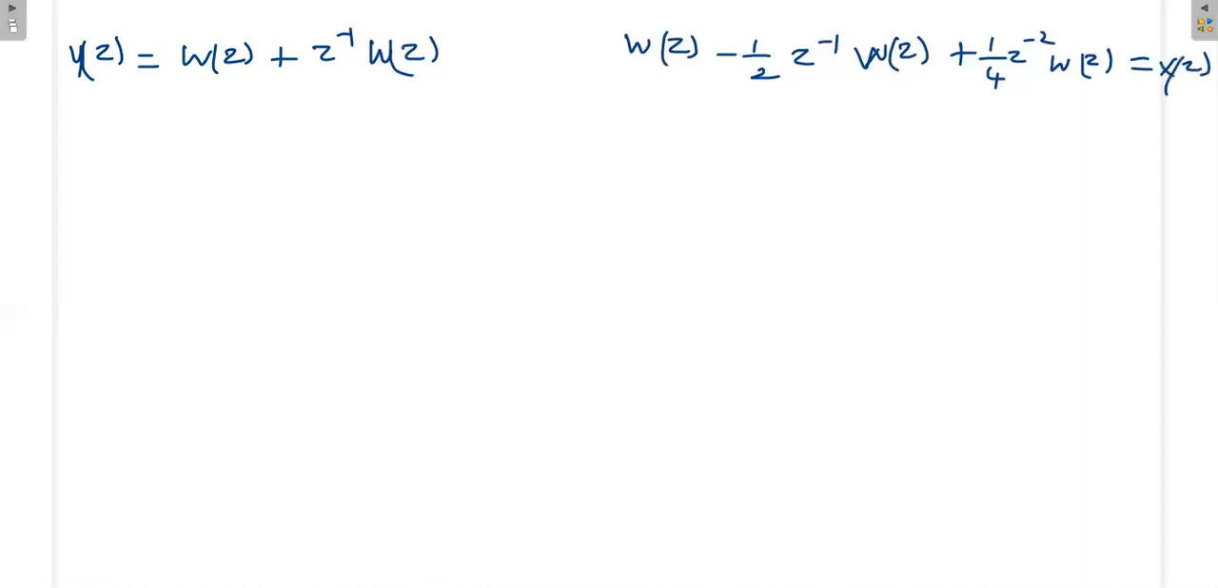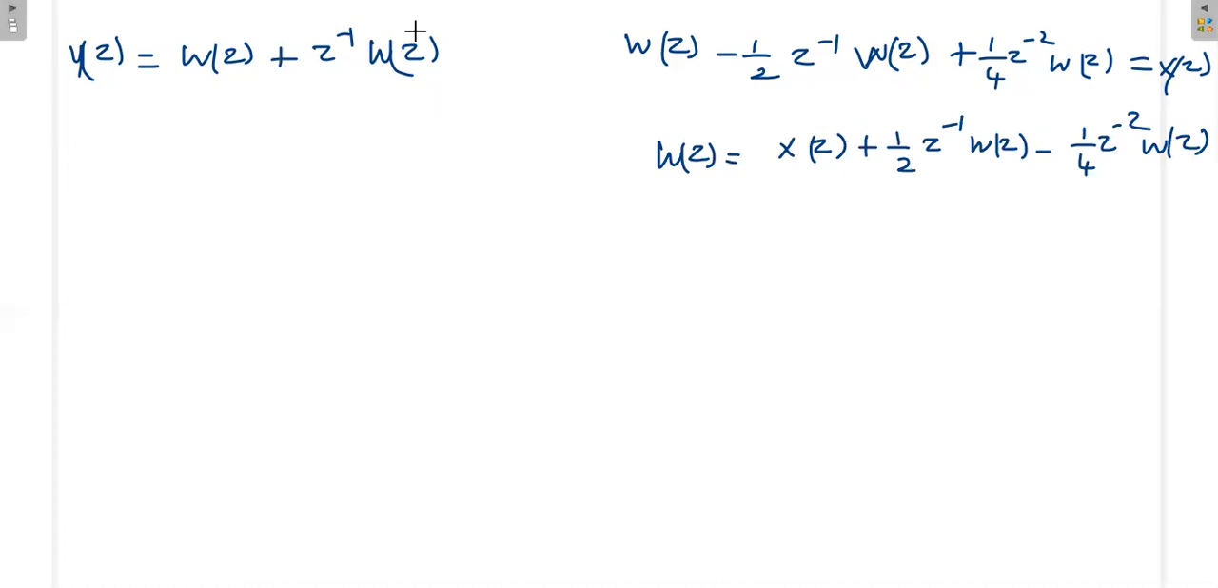Okay, so w z is equal to x z plus 1 by 2 z power minus 1 w z minus 1 by 4 z power minus 2 w z. Okay, if you observe here, this is the output side function and this one is the input side function. But in both the cases, the common variable is w z. Okay, so keeping in mind, we'll realize this first. We'll realize at the input side.